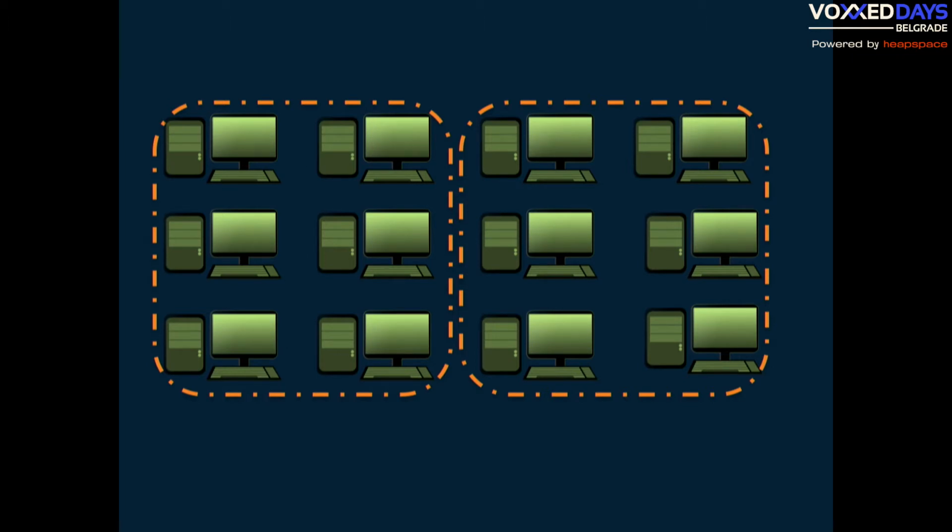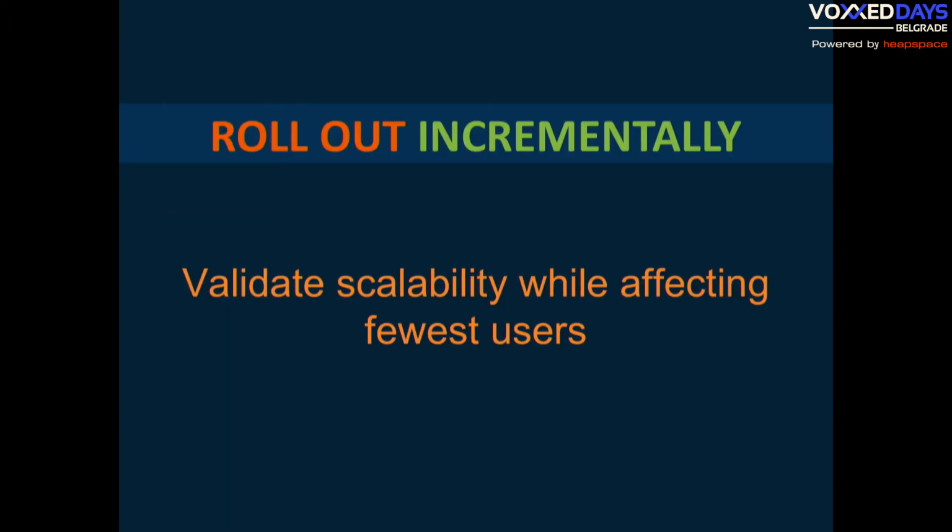And so slowly, as you roll it out gradually, you're able to detect these issues earlier and then react to them, fix the issues, and then continue with that. So now it's important to also ensure that you validate scalability with the least amount of user impact possible.